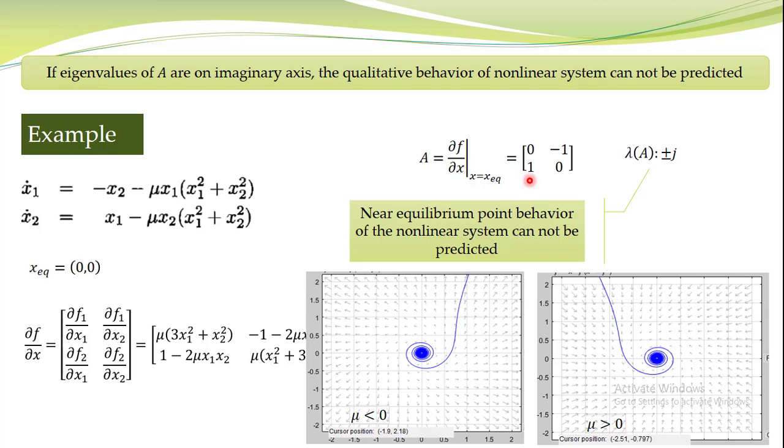In summary, this Jacobian linearization technique can be utilized to predict the near equilibrium point behavior of nonlinear systems. There is one exception over there. This linearization approach fails, and that exception is over here. And remember that the point to emphasize is that this approach can only tell about the near equilibrium point behavior of the system.